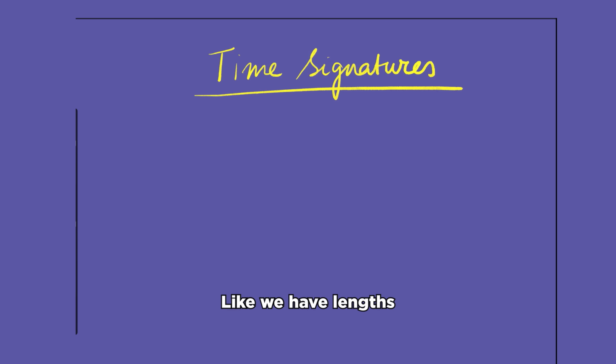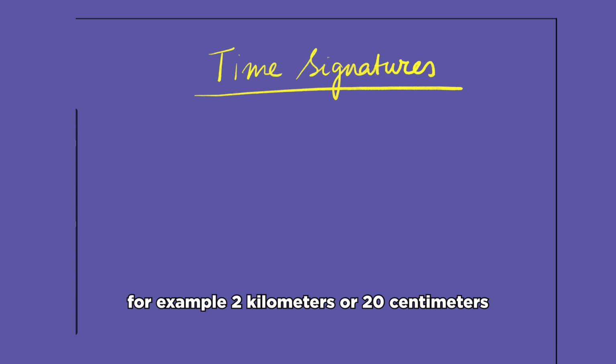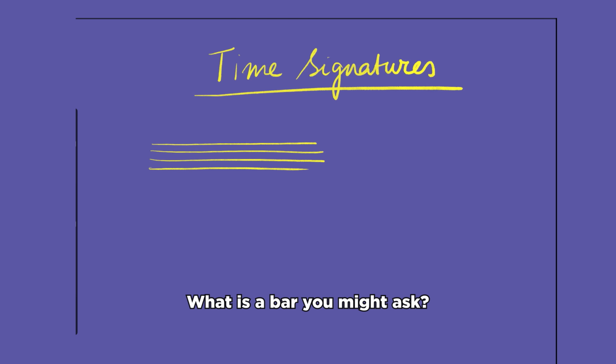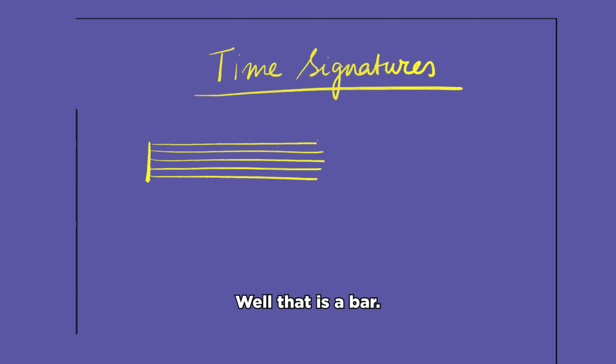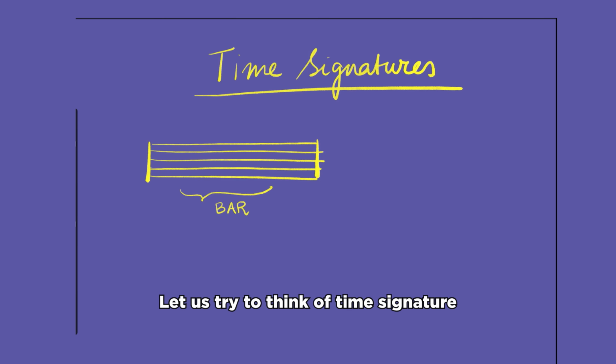Like we have lengths, for example 2 kilometers or 20 centimeters, we always see a number followed by a unit. Similarly, in music, the time signature gives us the length of a bar. What is a bar, you might ask? Well, that is a bar. Let's try to think of time signature as a number and a unit.